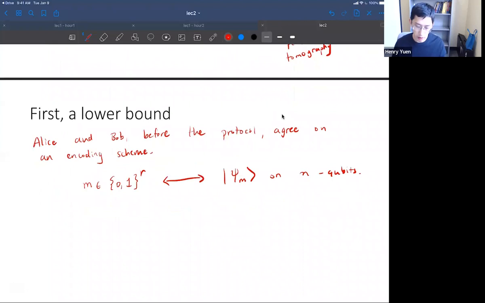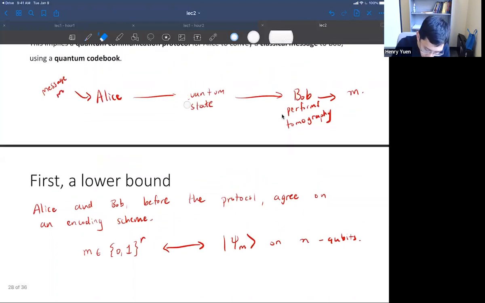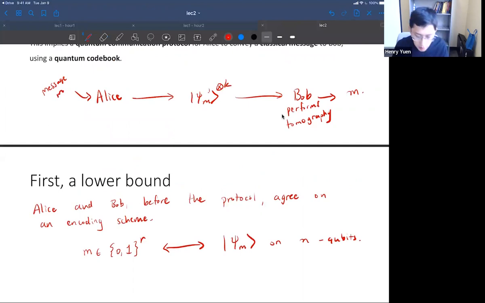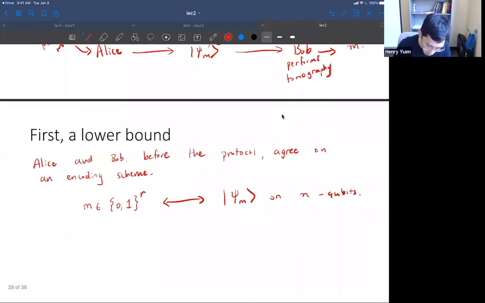Right, so we're going to agree on the following encoding scheme. So let's say they have this encoding scheme. What Alice would do is, if she gets message m, she's going to send psi sub m, and maybe k copies of psi sub m, to Bob. So that's the first step.